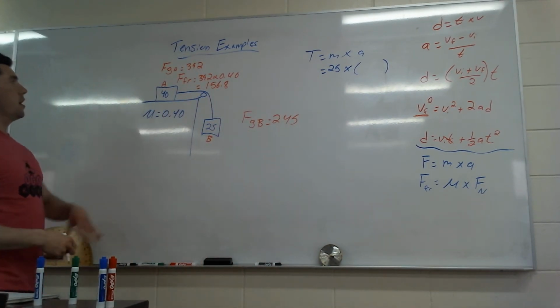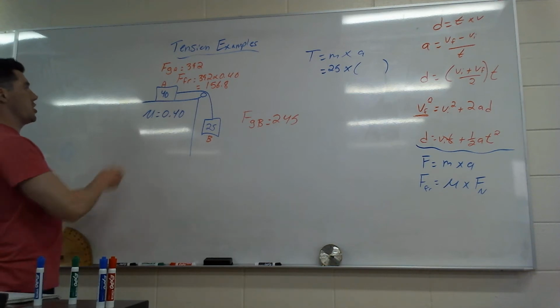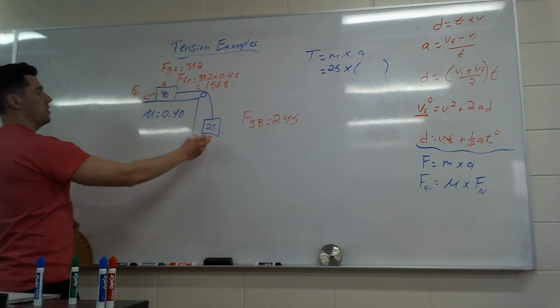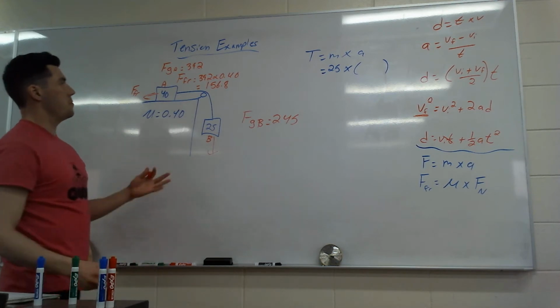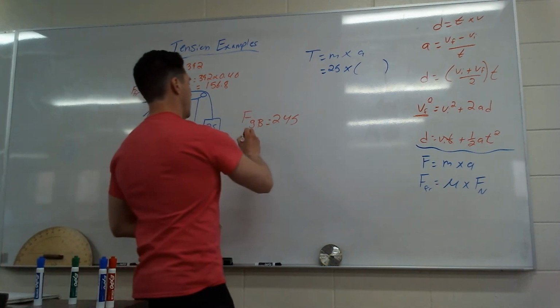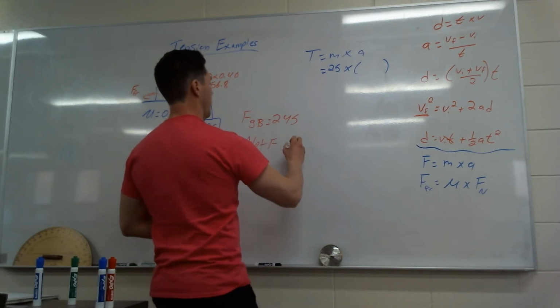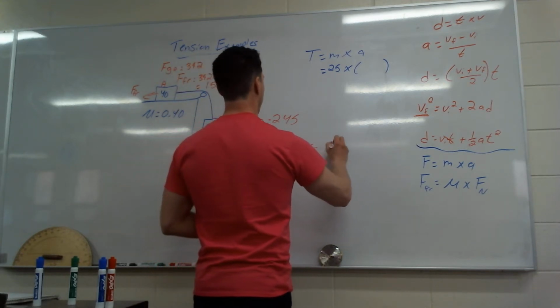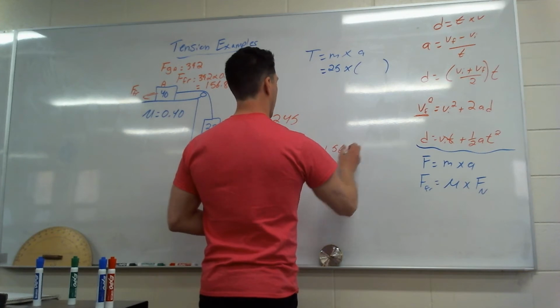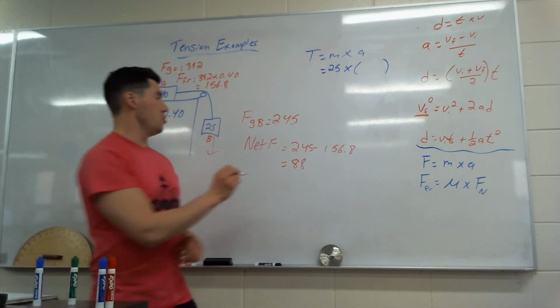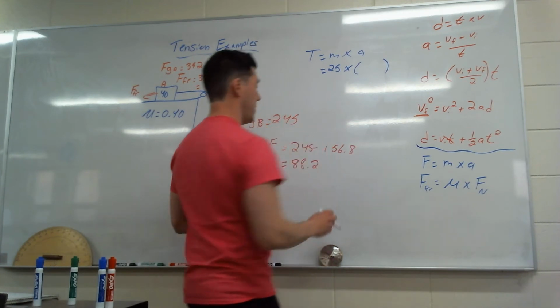I have this, which has a force of friction, which is slowing it down. There's my force of friction. And then I have this here, which is my force of gravity for B. So to get net force, I'm going to go with force B, 245 minus my friction 156.8, and I get 88.2. There's my net force.